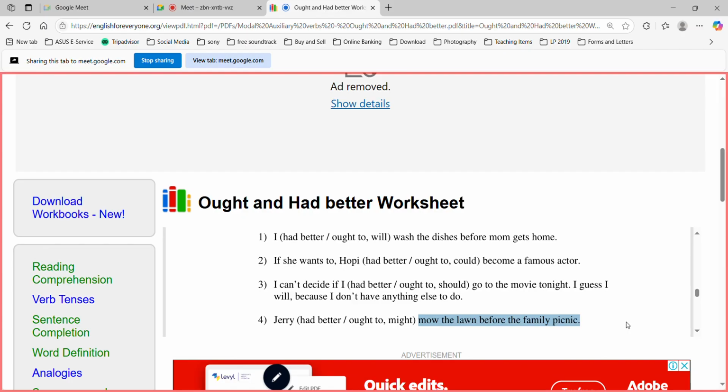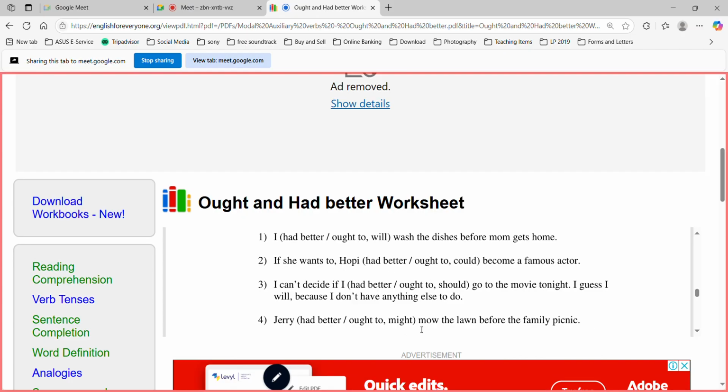Had better, yes. Good. Okay, I would like to ask you, what is the indicator of had better? What is the sign? Yes, before the family picnic. Because if Jerry didn't do that, okay, the lawn, the grass will be growing up, right? If Jerry didn't mow the lawn.